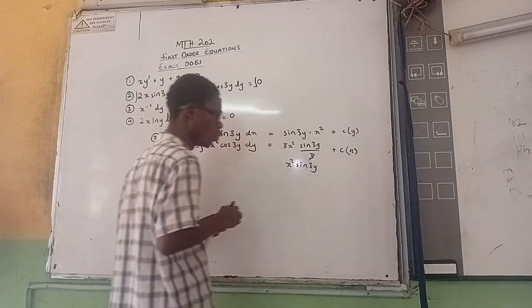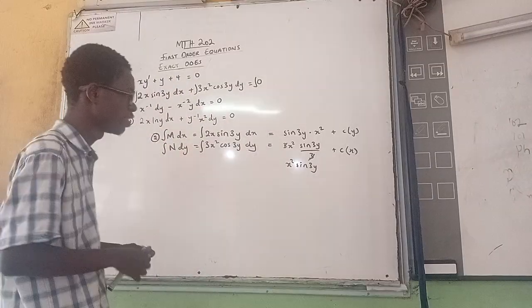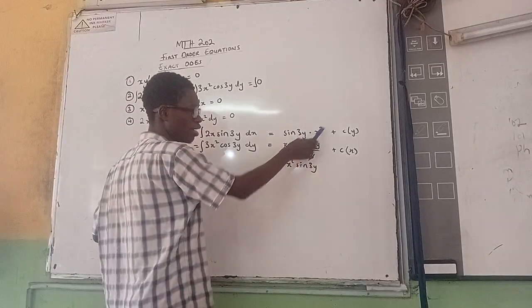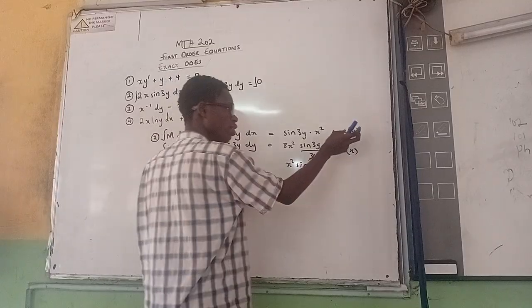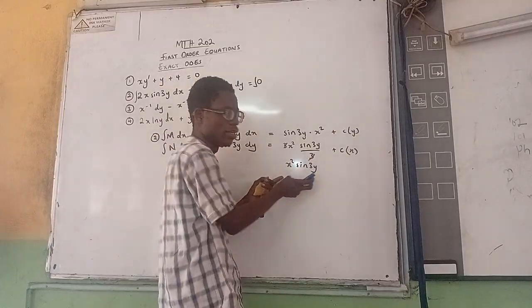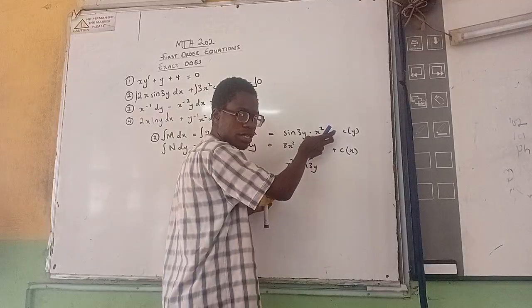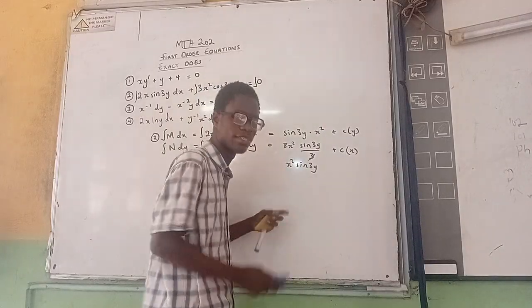So what do we need to do now? We compare and contrast both of the answers we have gotten. This is sine 3y x squared. This is x squared sine 3y, which is basically the same thing. But you will notice that the constant of y we are looking for is not present here, and the constant of x we are looking for is not present here, which means both of them do not exist.